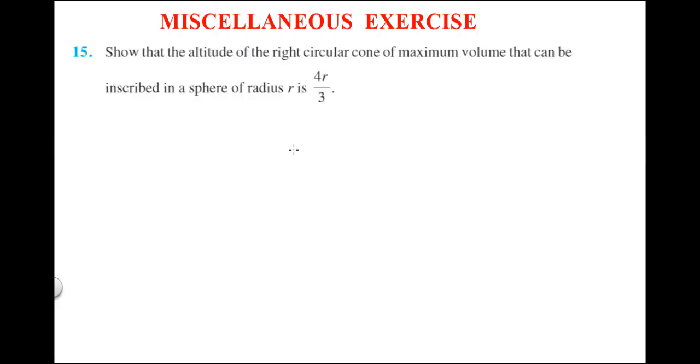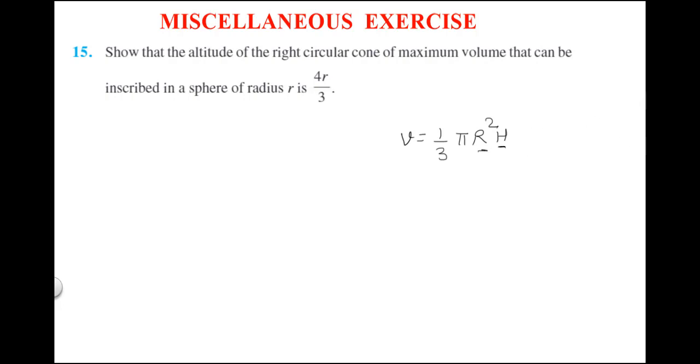In question 15, we have to show that the altitude, that means the height, of a right circular cone whose volume is maximum. So one thing that we have to maximize is volume, which is 1 upon 3 pi r square h, that can be inscribed in a sphere. That means the cone is inscribed inside a sphere whose radius is small r. I have taken the radius of the cone as capital R and height as capital H.